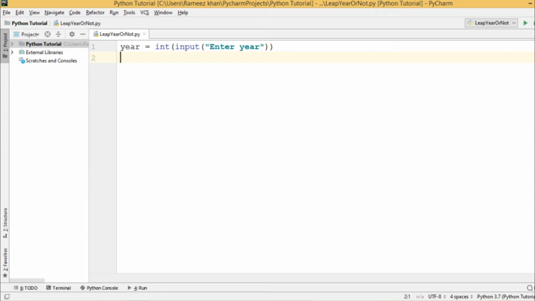Now, what is a leap year? A leap year is exactly divisible by 4 except for century years. A century year is a leap year if it is perfectly divisible by 400.